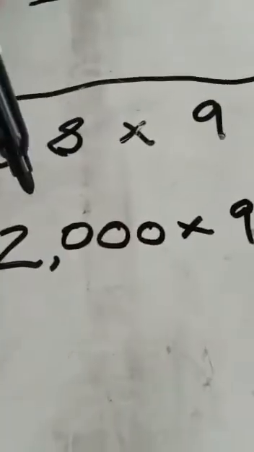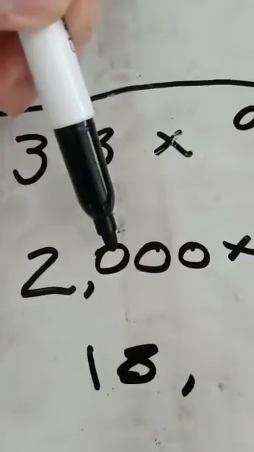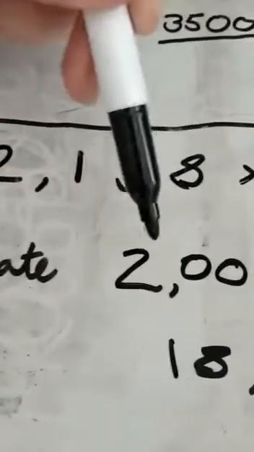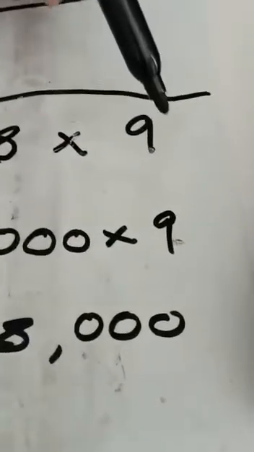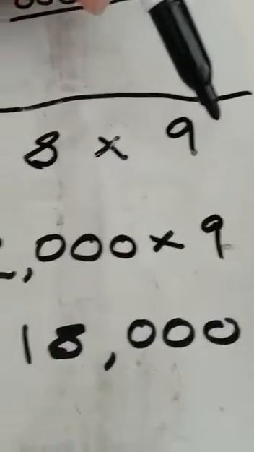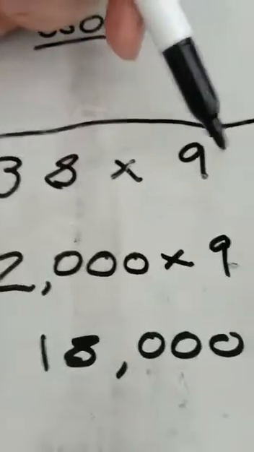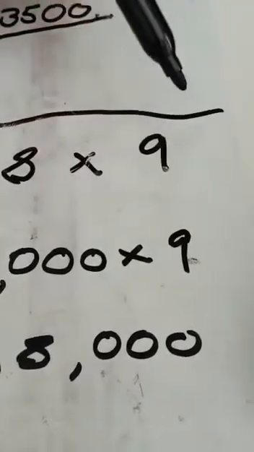Looking at the digits, if we times 2 and 9, which is 18, and then times that by 1,000, which is 3 zeros, 18 becomes 18,000. Now we've rounded 2,138 down to 2,000, so our answer, 18,000, is above or is it below the 2,138 times 9? So the answer will be a bit more than 18,000.